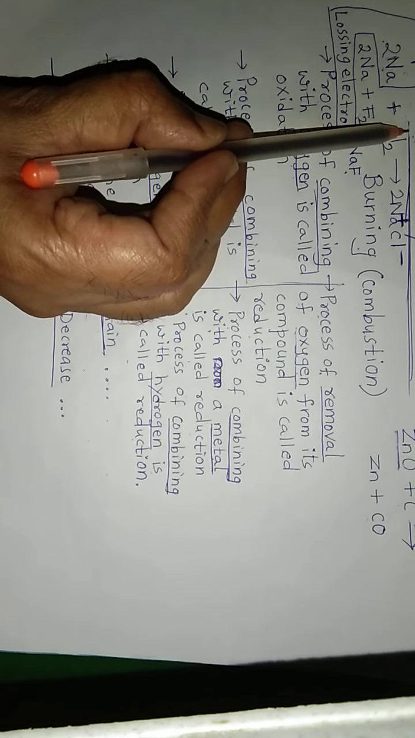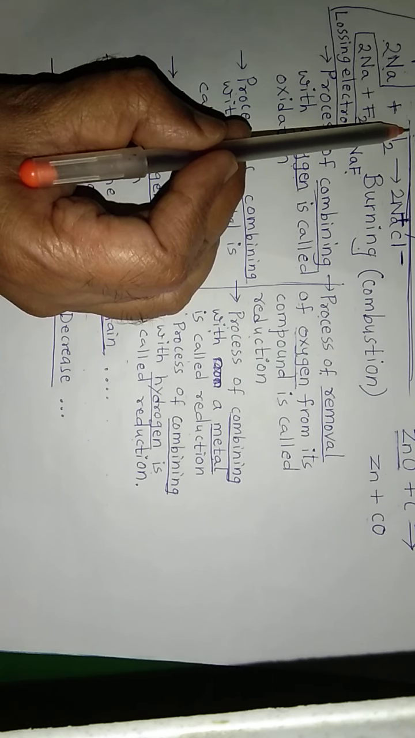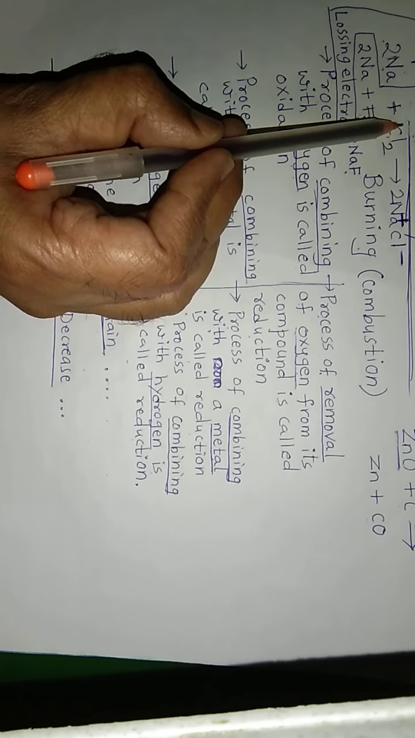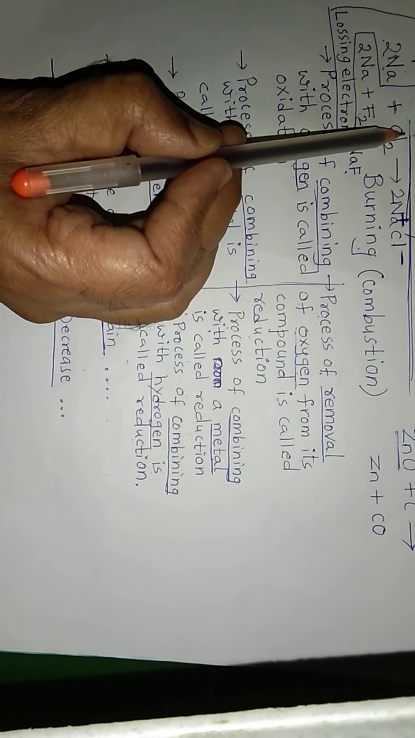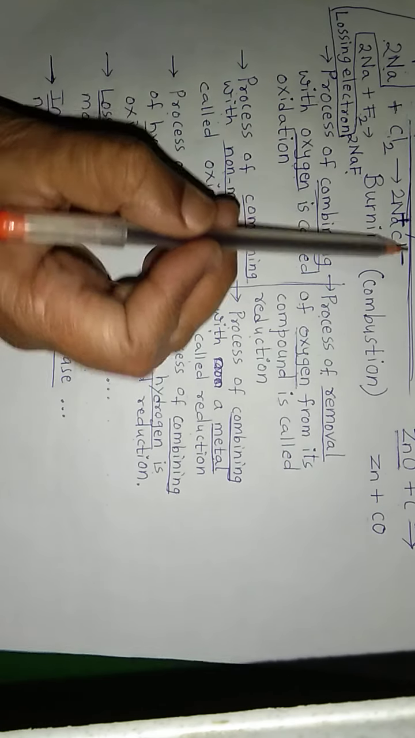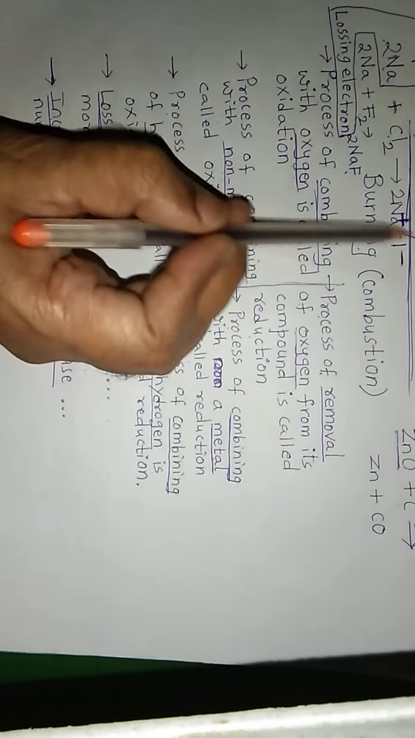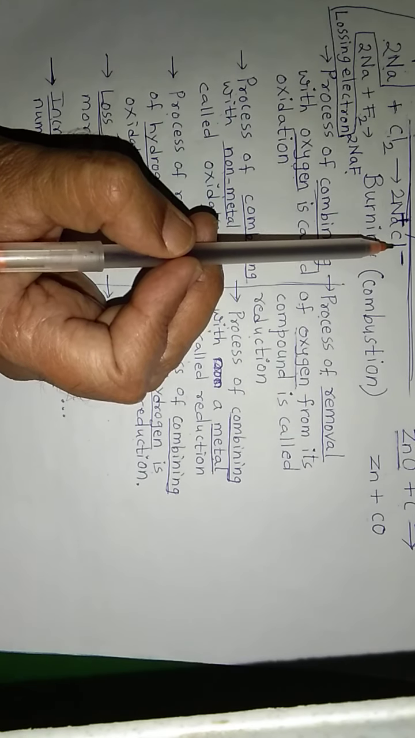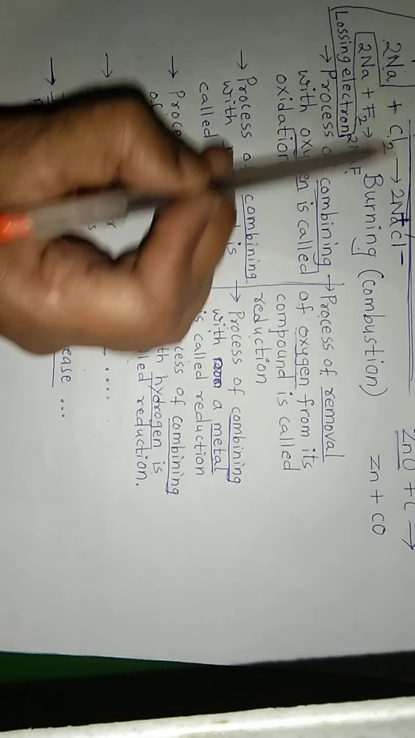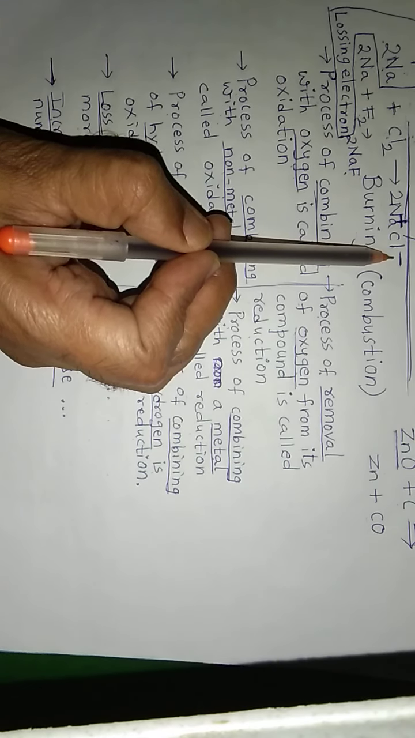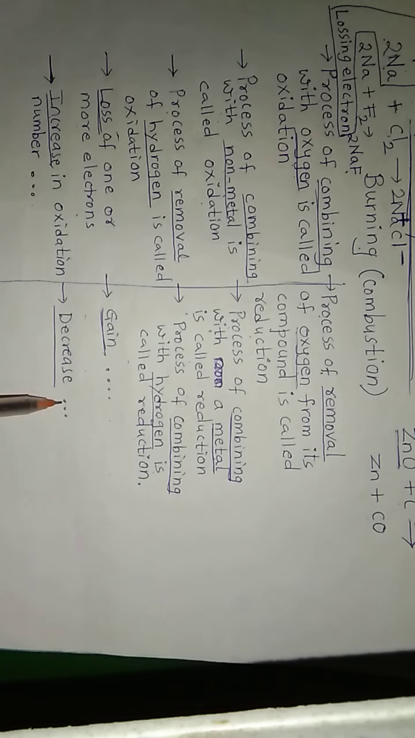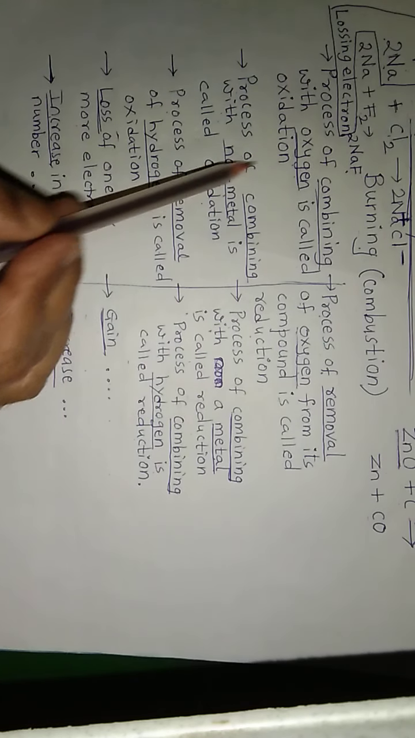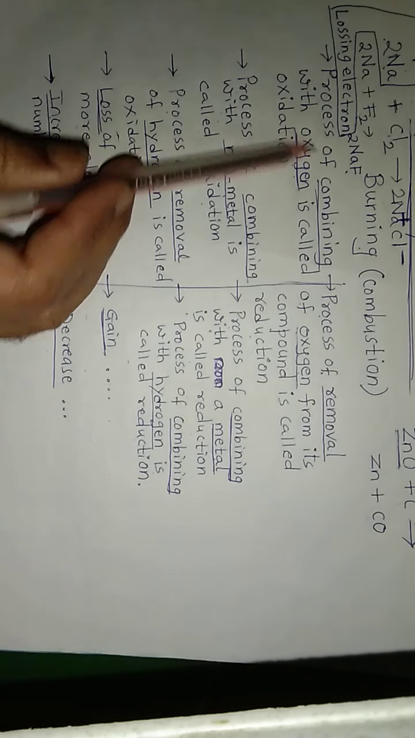The oxidation number of chlorine when it is in the uncombined state is 0, as per the rule we will study later. And the oxidation number of chlorine after the reaction is -1. Thus, the oxidation number of chlorine decreases during this reaction. So, decrease in oxidation number is called reduction. So, these are the 5 definitions of oxidation and reduction.